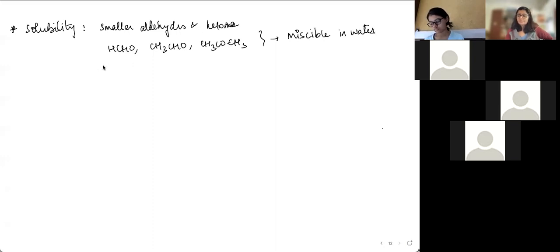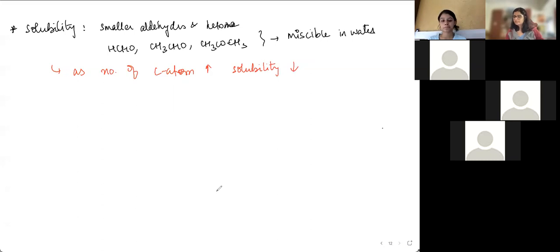But as the mass increases, as the number of carbon atoms increases, the solubility decreases. As the hydrophobic part increases, the hydrophobicity increases, so the solubility decreases. That's it.